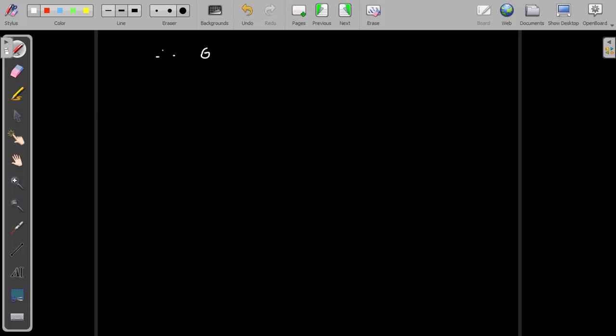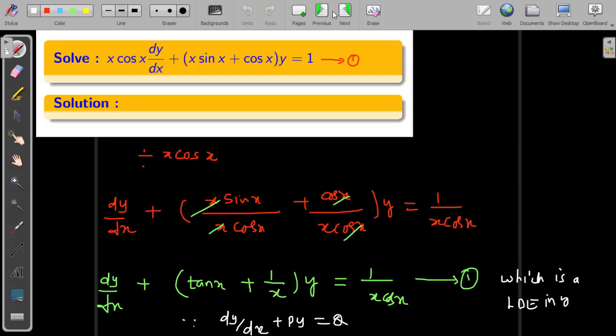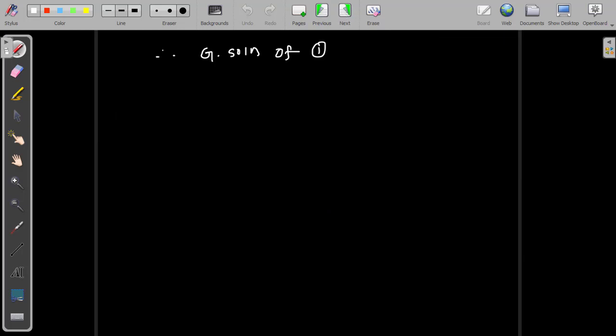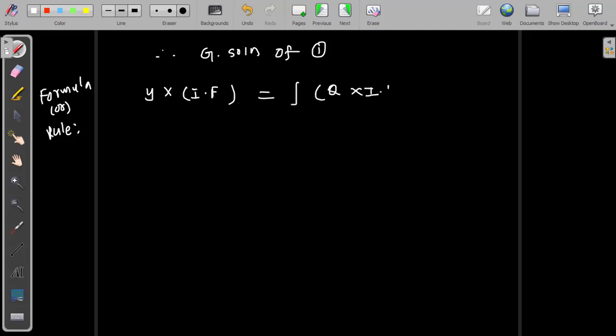Therefore, the general solution of equation 1. I have given equation number 1. So the general solution of equation 1 is y times, it's a formula or rule, y times integrating factor equal to integral of q times integrating factor dx plus integration constant c. So y times integrating factor means x times secant x.